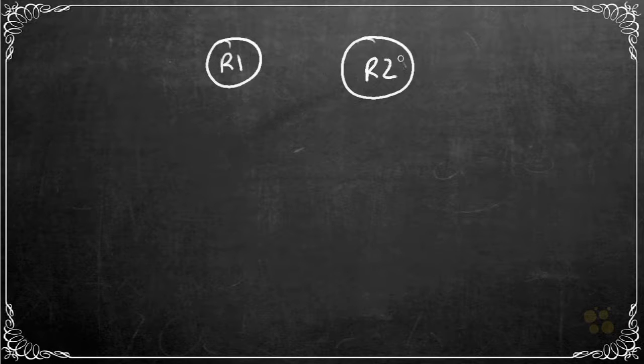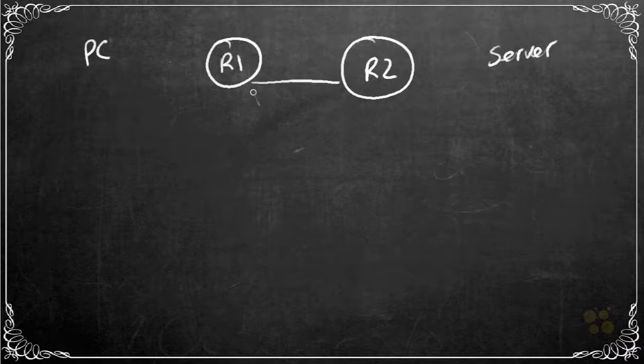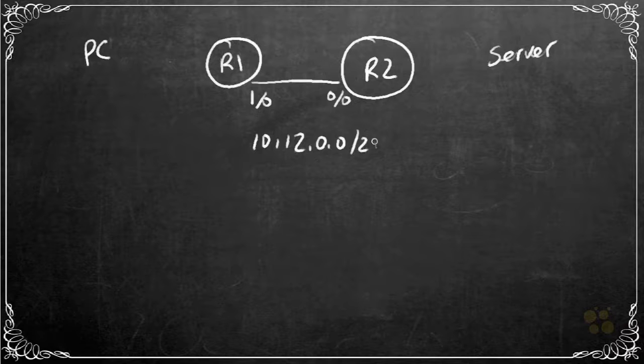Let's use two routers. We'll call this guy R1, and any recommendations here would be great. R2, that works. And let's have a PC over here, and let's have a server over here. And for the networks, let's have an Ethernet network coming off of gig 1/0, which goes to 0/0 here. And that can be the 10.12.0 network with a 24-bit mask.